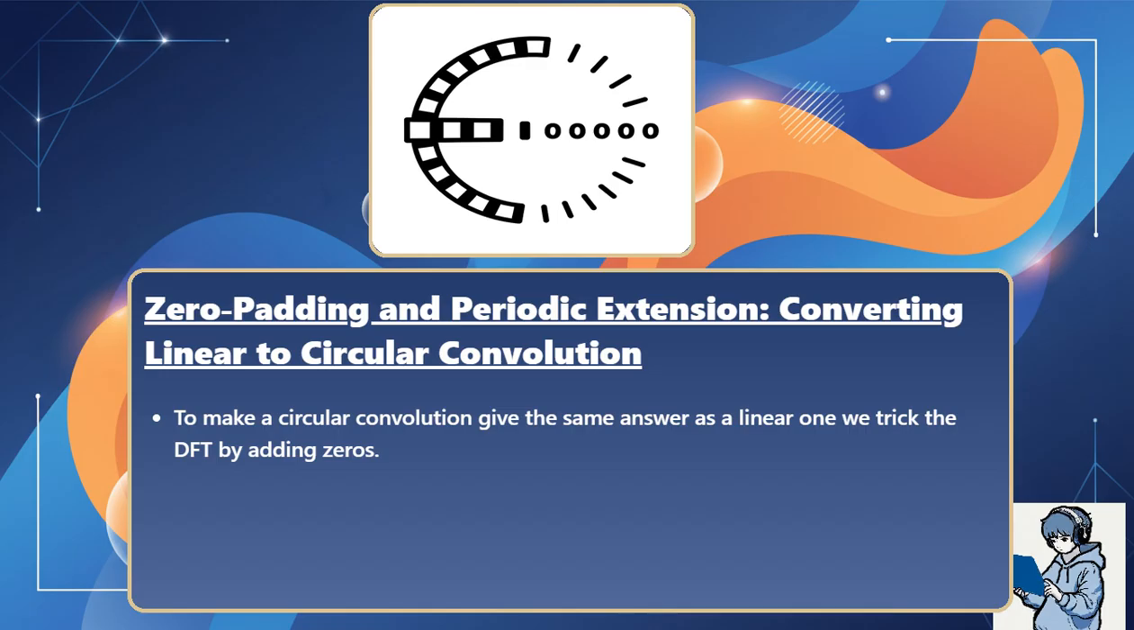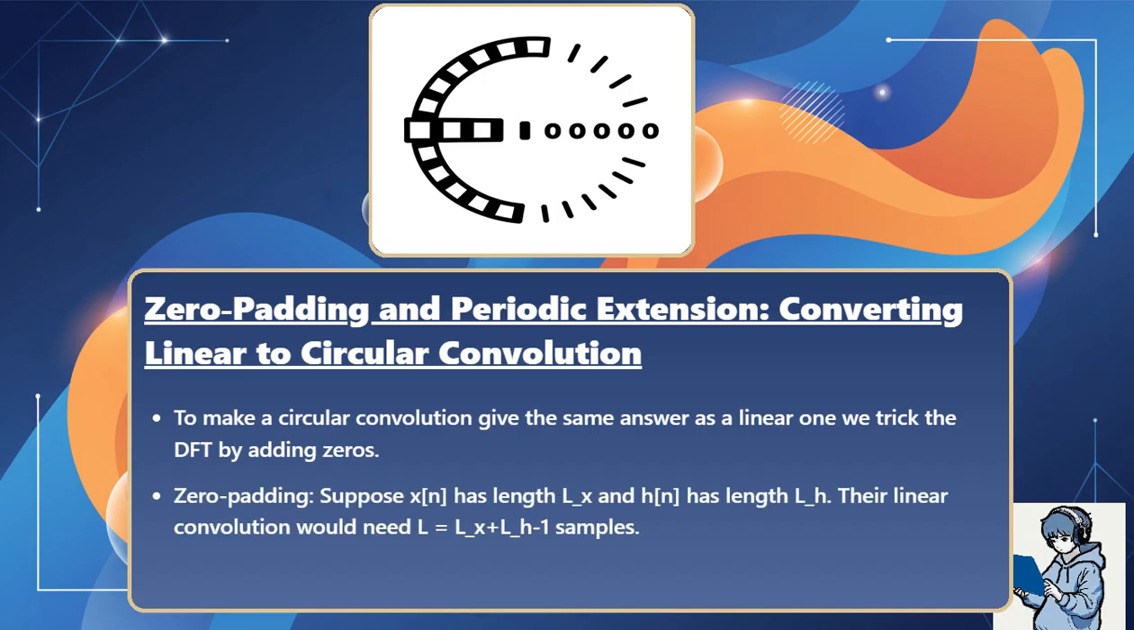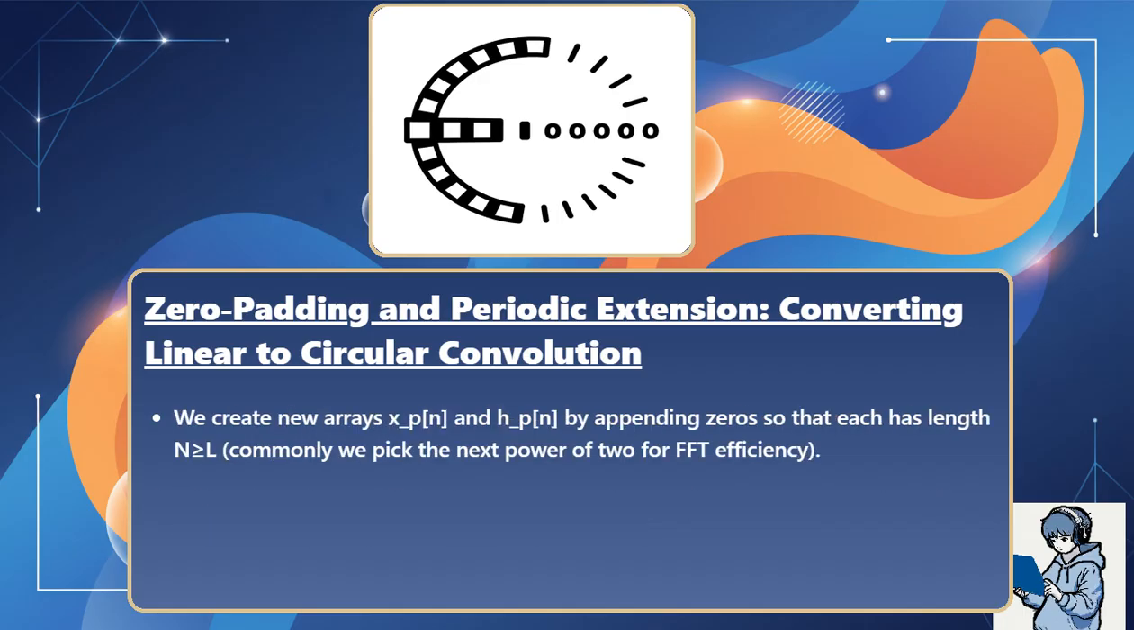To make a circular convolution give the same answer as a linear one, we trick the DFT by adding zeros. Zero padding. Suppose x of n has length L sub x and h of n has length L sub h. Their linear convolution would need L equals L sub x plus L sub h minus 1 samples. We create new arrays x sub p of n and h sub p of n by appending zeros, so that each has length N greater than or equal to L. Commonly, we pick the next power of 2 for FFT efficiency.